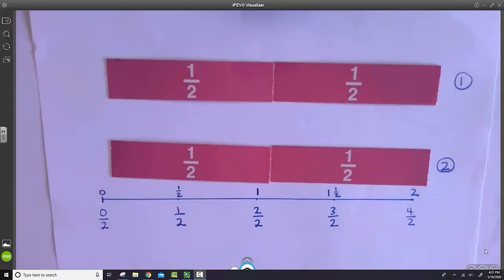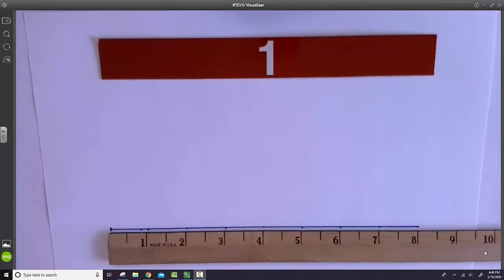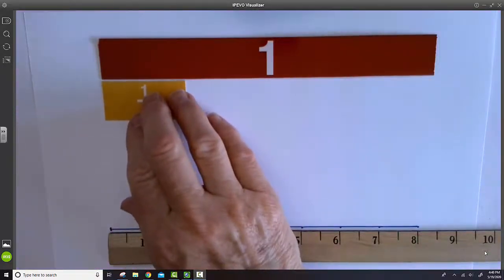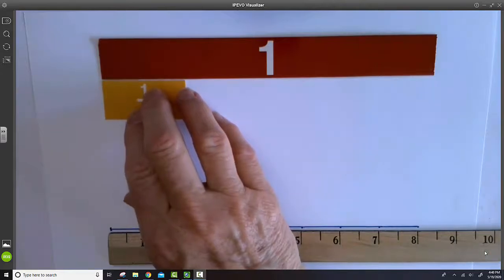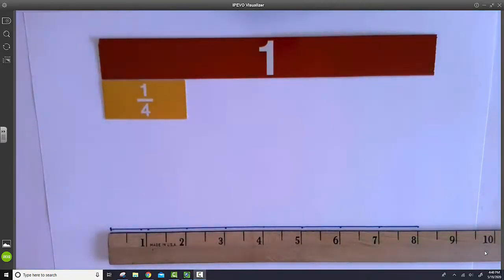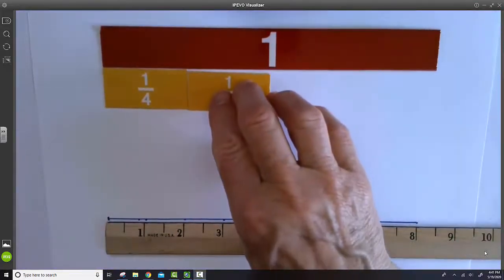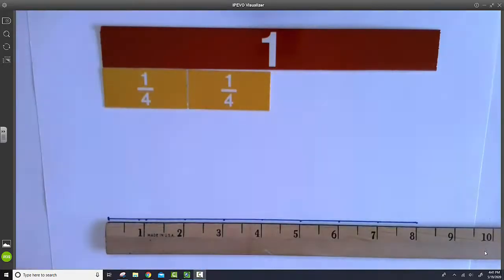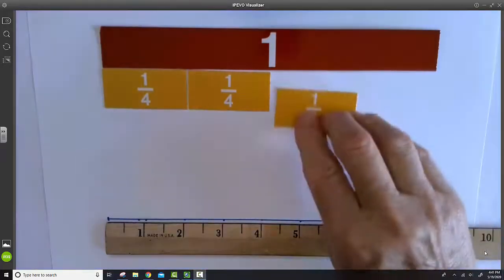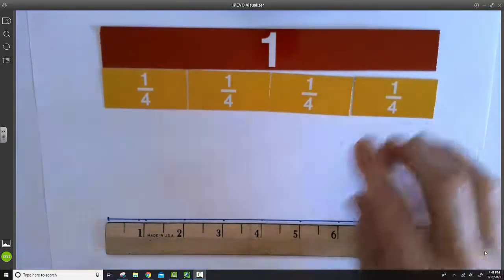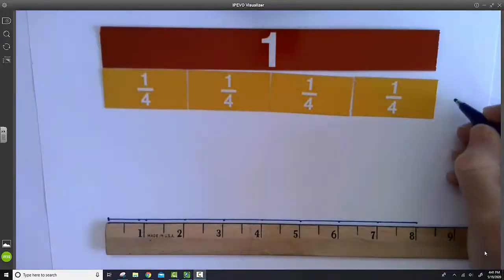Let's try some harder examples. For our next example, we will try to work with fourths. So we have our 1 whole just as a marker, an indicator as to what 1 whole would look like, what the representation would be. So we begin with 1/4, and I think you know where I'm going with this to equal a whole. 2/4, 3/4, and 4/4. So that would equal 1 whole.